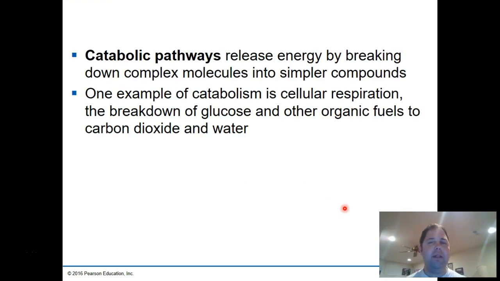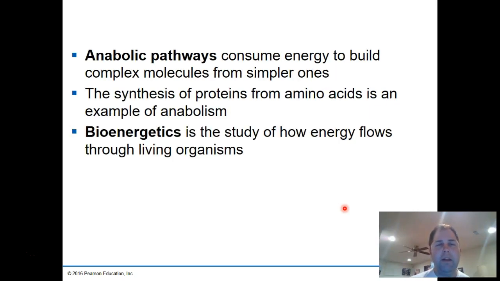Now, if we have a pathway that's breaking down complex molecules, we're going to call it a catabolic pathway. A common catabolic reaction is the breakdown of glucose into carbon dioxide and water. Along the way, we get some energy out of that, and we'll talk about that in a later chapter. On the other hand, an anabolic pathway consumes energy to build more complex molecules from simple ones. So making proteins from amino acids would be anabolic. You may have an easier time remembering anabolic if you think about anabolic steroids being used to help build muscle. So anabolic, building; catabolic, breaking down.